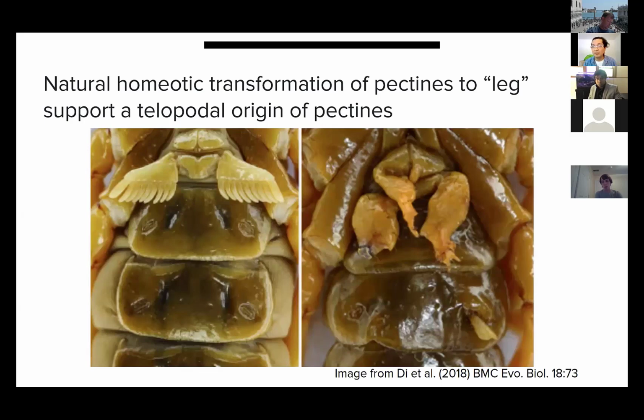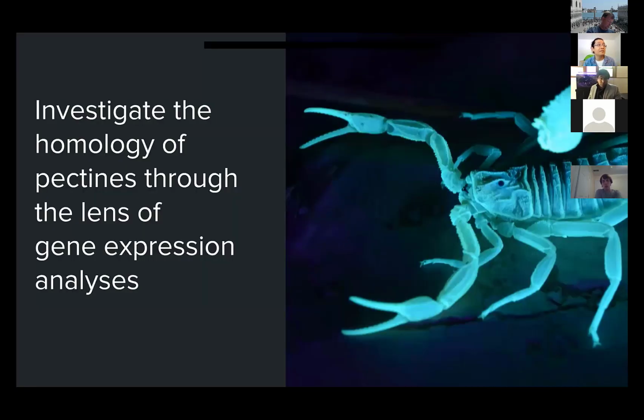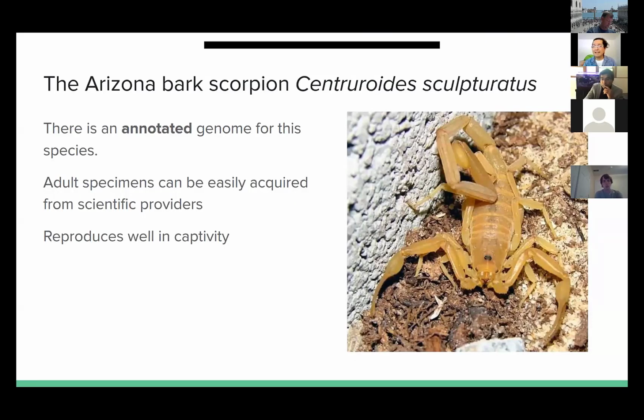So one of the things I'm trying to do in this talk is present to you our results of our investigations of the gene expression in these appendages and how they compare or are diverse with other appendages in the scorpions. So we are looking at the genetic makeup of these appendages from a comparative genomics point of view. And the organism that we are basing our observations on is the Arizona bark scorpion, Centruroides sculpturatus. The reason why we chose this species is because it has a genome available, and this is reasonably well annotated. And this solves a lot of the problem of identifying where those genes are and what genes these are.